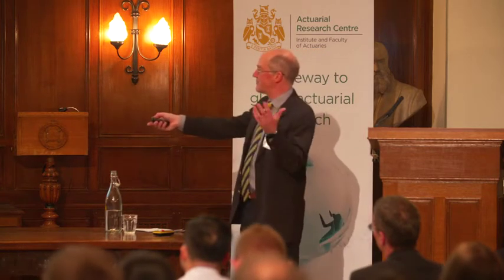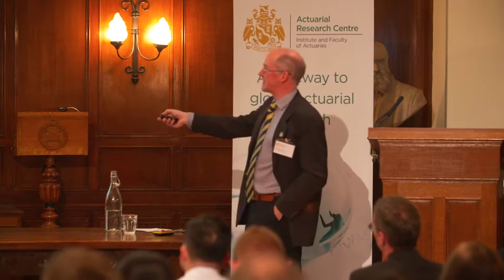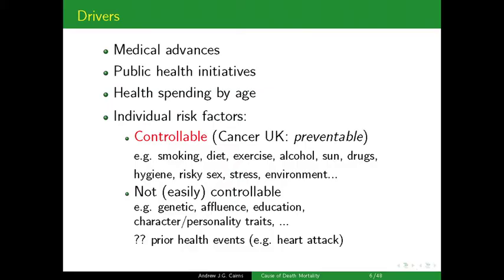And then separately, we have the individual risk factors, which in my mind are more likely to result in cohort effects within the stochastic mortality models. So these are individual risk factors, and in particular, in my mind, I divide these up into two types. So there are what I would call controllable risk factors, although if you look at the Cancer UK website, they tend to refer to them as preventable risk factors.